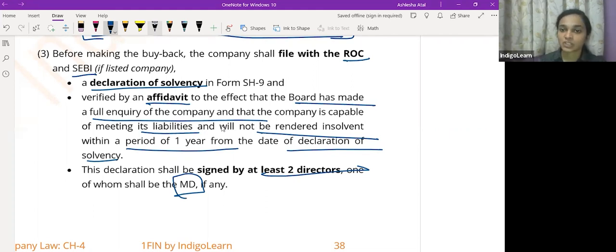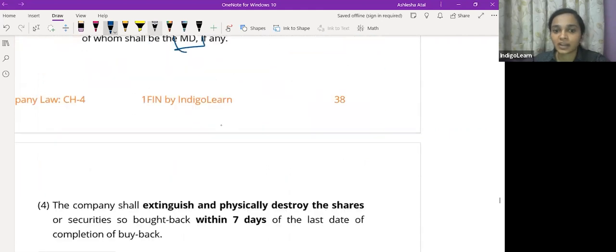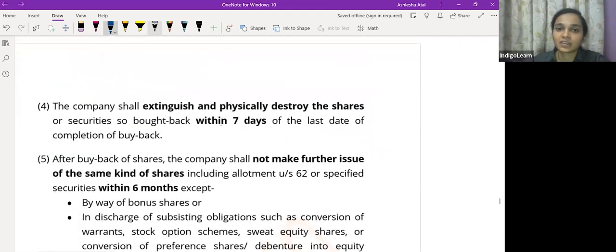So this declaration which is being given कि अगले 1 साल में कंपनी insolvent नहीं होगा, तो that declaration has to be signed by at least 2 directors of the company and at least one of them should be the MD. अगर MD अपॉइंट किया है तो MD को साइन करना पड़ेगा, नहीं तो फिर any other 2 directors of the company, they should sign it.